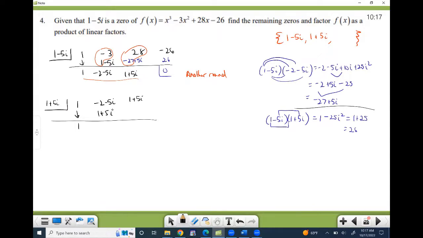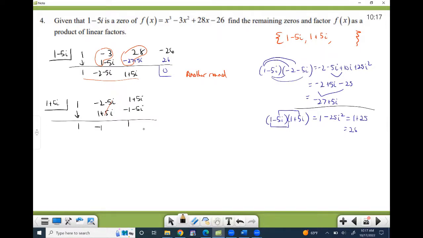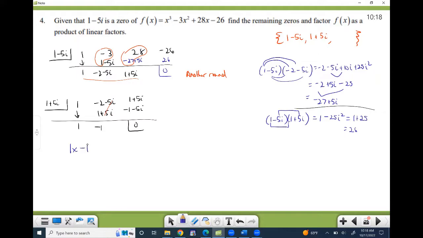1 times 1 plus 5i is 1 plus 5i. If we add downward, negative 2 plus 1 is negative 1, and the 5i's cancel with each other, right? So then we have negative 1 times 1 plus 5i. We'll just change the signs on those guys. Bada boom, bada bing. We got remainder 0. Now let's think about what degree this is going to be. It was degree 3, but we divided once. So right here, it should be degree 2. Then we divided again. So right here, it should be degree 1. So this, if we turn it back into a polynomial, would just be 1x minus 1.